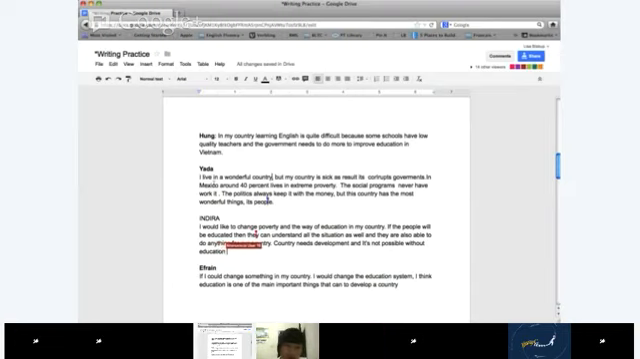Okay, good. I live in a wonderful country, but my country is sick as a result, and I would put, of the corrupt government. In Mexico, around 40% of people live in extreme poverty. The social programs never have worked. The politicians always keep the money. But this country has the most wonderful things, its people. Okay, good.